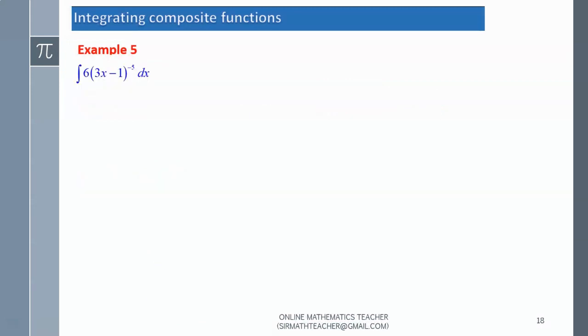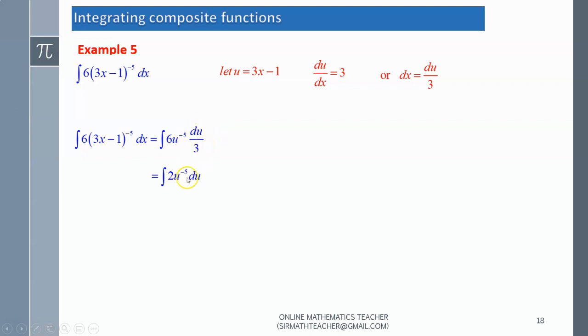Example 5. Start by letting u equal 3x take 1. du dx equals 3. Rewrite, making dx the subject, which is du over 3. Rewriting our integrand, we get 6 lots of u to the negative 5 and replace dx with du on 3. 6 divided by 3 is 2.